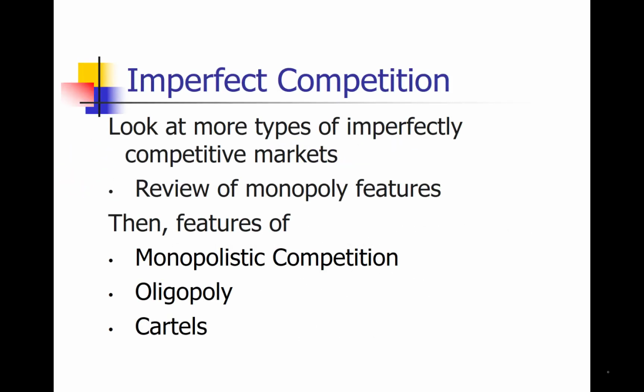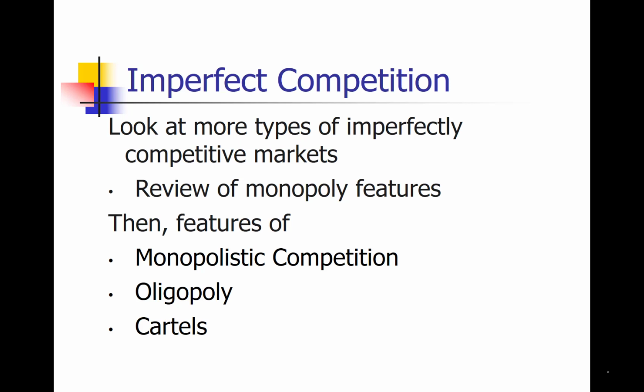So we've already looked at perfectly competitive markets. We've looked at one kind of imperfectly competitive market, monopoly. So we've got perfect competition, then we've got imperfect competition. There's a few different types of market structures under imperfect competition. We've looked at monopoly. This time we're going to look at monopolistic competition, which has some features of monopoly and a lot of features like perfect competition. Then we're going to look at oligopoly, where there's just a few firms in the industry.